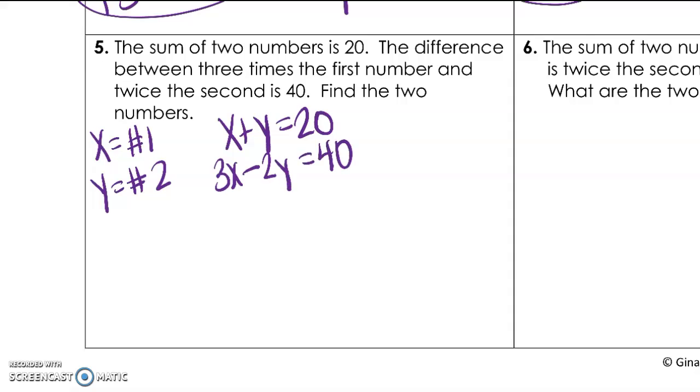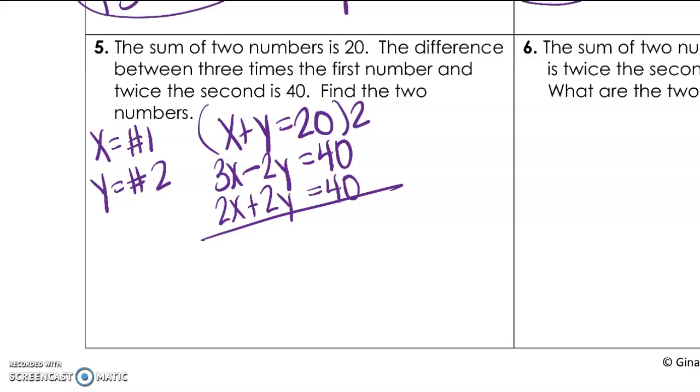So again, just break it down. 3 times the first number means 3x, twice the second number means 2 times y, and it's the difference, so you subtract those two. So again, it's up to you if you would like to solve one of them and substitute. I personally always eliminate if I can. So I am going to multiply this whole top one by 2 so I can use elimination. So I would have 2x plus 2y is equal to 40.